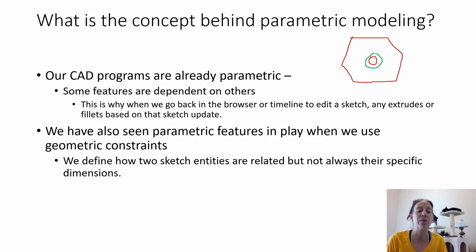We've also seen parametric features in play when we use geometric constraints. If you think back to our lesson on constraining sketches geometrically, what we're doing there is defining how two sketch entities are related, but not always their specific dimensions. We define the relationship between them. And that's what's really, really key to parametric modeling.